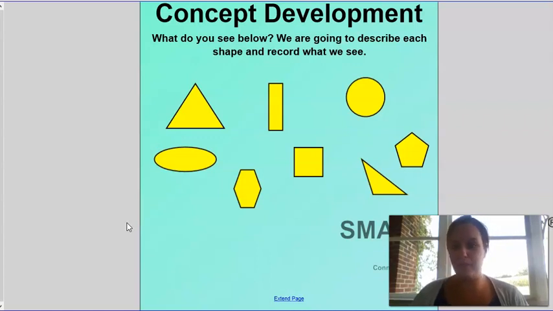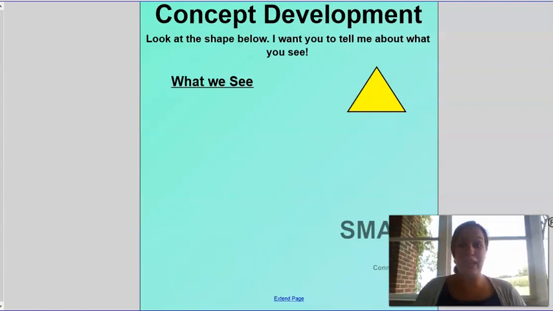Okay, so here is our first shape right up in this right-hand corner over here. I'm going to put my mouse on there, and I want you to look at it and pause me and think about what you see when you look at this shape. Maybe you know the name of it already, maybe you don't, but I want you to just think about what you see when you look at that shape. Unpause me when you're all finished and we'll talk about it.